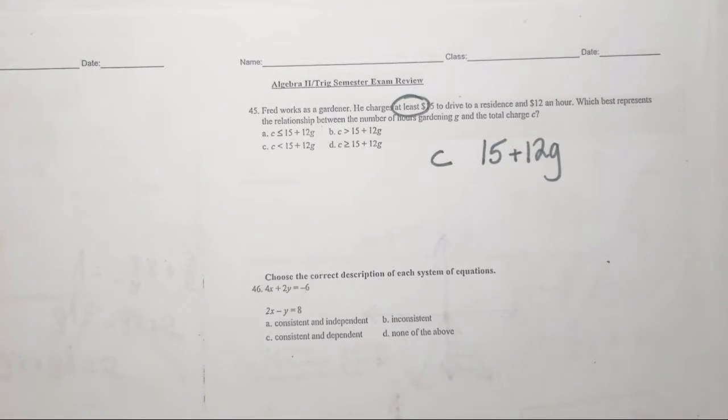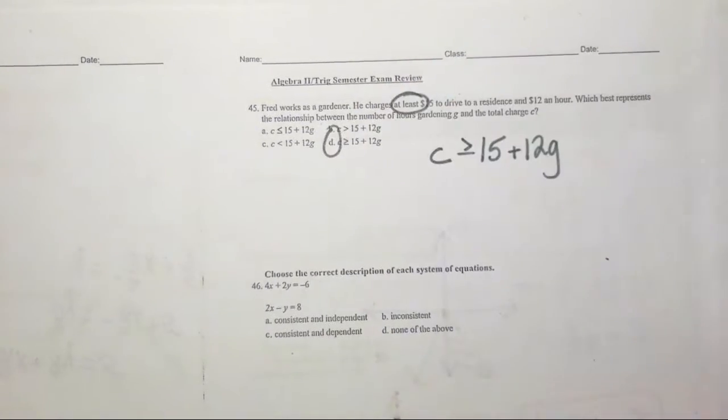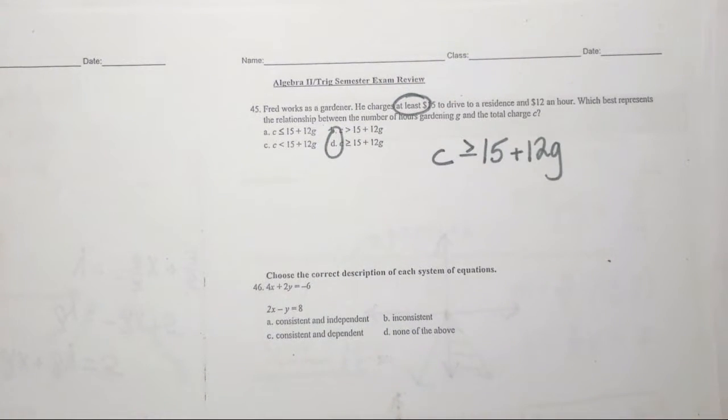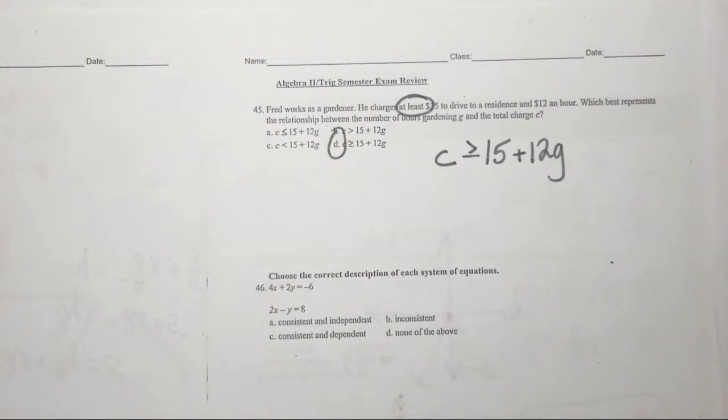Oh, it is D, greater than or equal to. He needs at least 15, so he's going to either get that or more. Karen, you get your point.